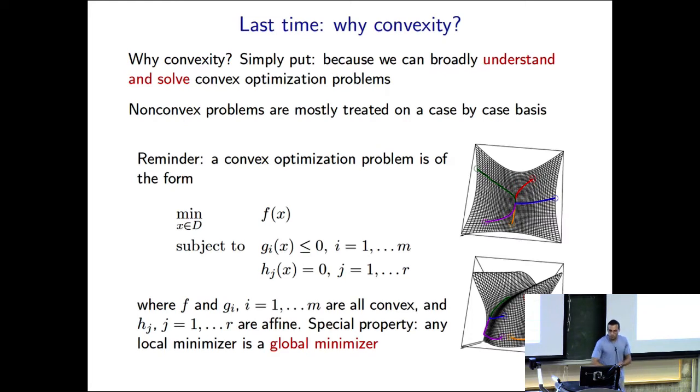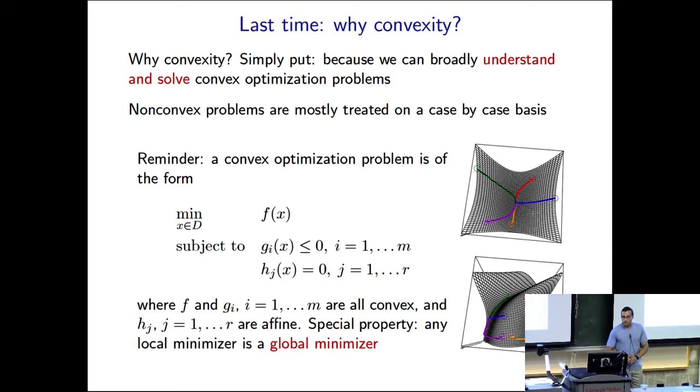Okay, so to recap the message from last time, why is convexity important? Simply put, it's because we can broadly understand and solve convex optimization problems. And non-convex problems, for the most part, we treat on a case-by-case basis. This isn't really fair, but I think it is a fine way to think about it, as a general dichotomy. There are classes of non-convex problems we can solve, and depending on how much time we have at the end, and for advanced topics, I might do a lecture on that. But to first order, you can think about the dichotomy this way: we can pretty much understand and solve convex problems. Non-convex, if we're lucky, we can.